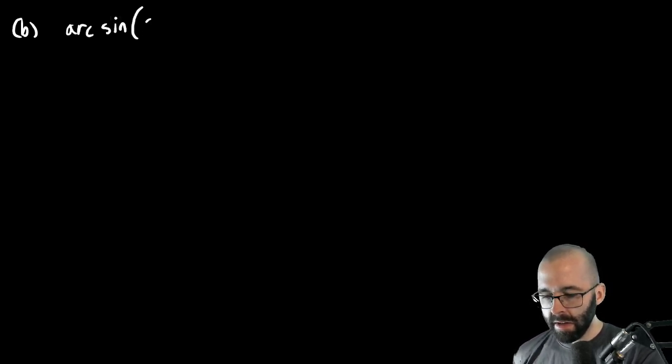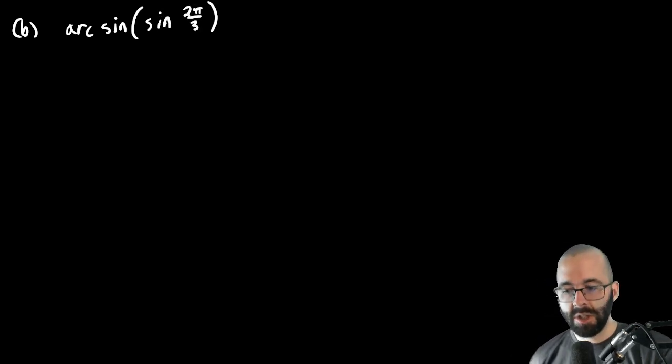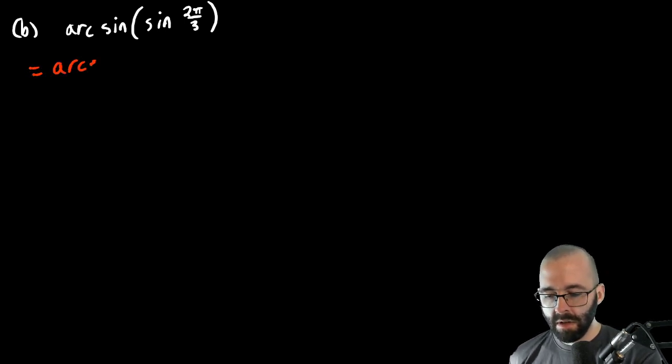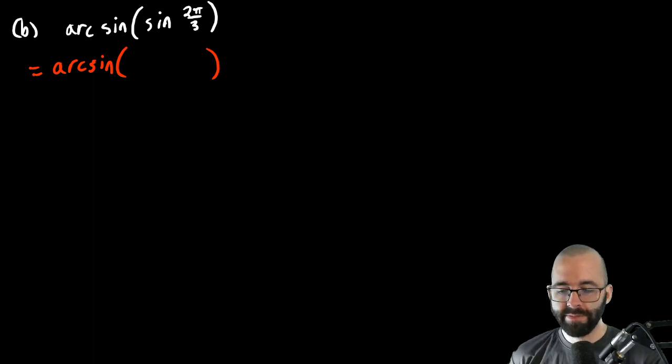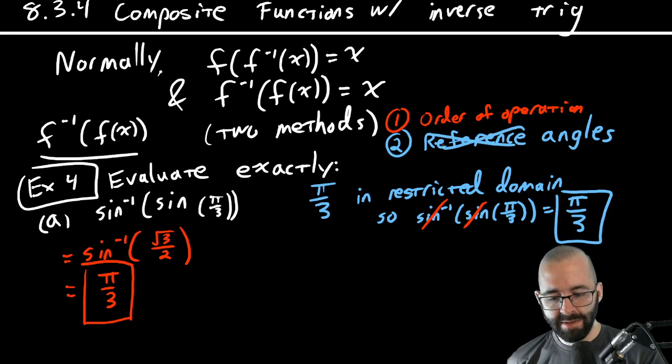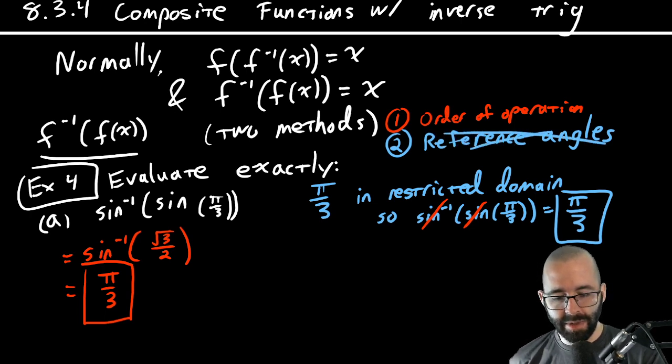Okay, part B is going to be, I have no idea where I am on my notes, arcsine of the sine of 2 pi over 3. So two ways. We can directly evaluate, or we can look at, let's rename this, look at the restricted domain or something. Use domain restrictions.